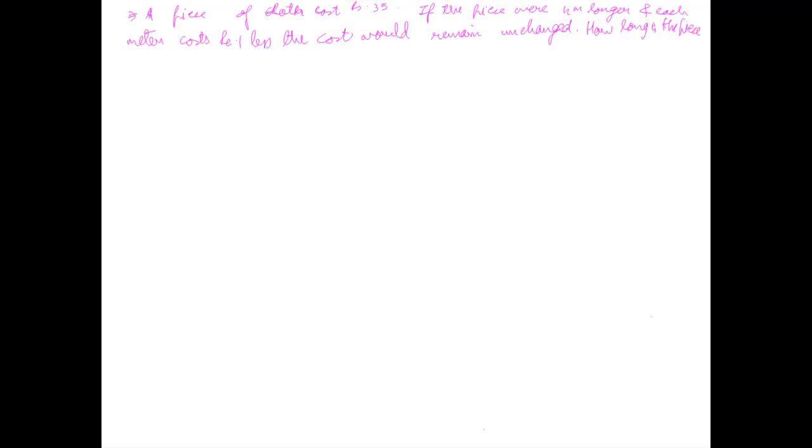So under that circumstance, children, we get, let the length of cloth be x meters. Therefore, cost per meter would come out to be 35 by x, and the new rate would come out to be 35 by x plus 4, and the difference, they said, would have been a rupee less. The difference is 1 rupee, children.